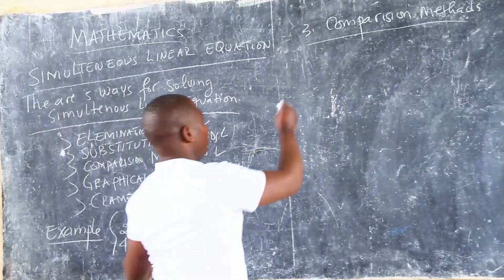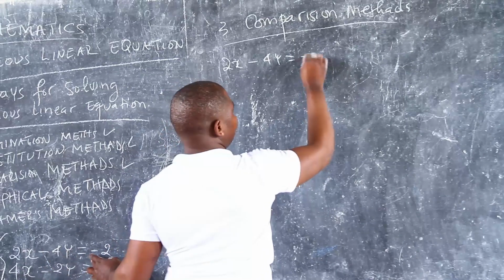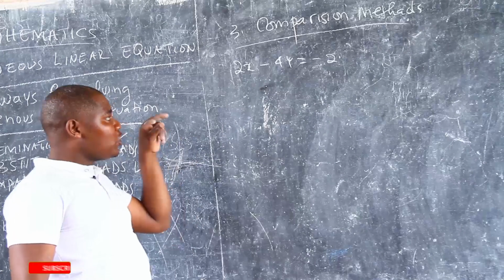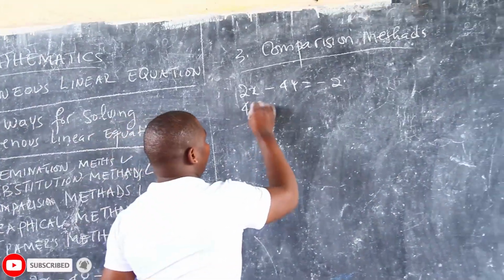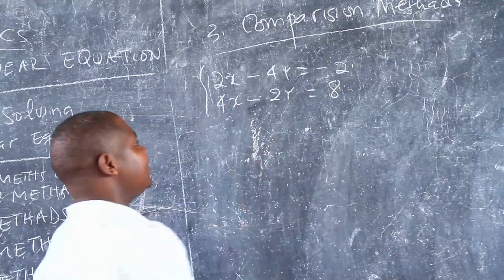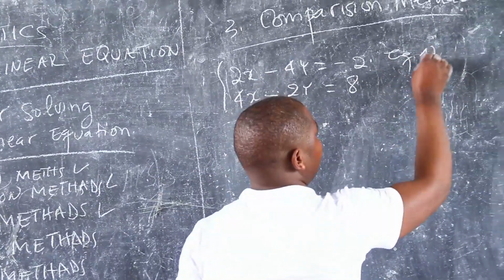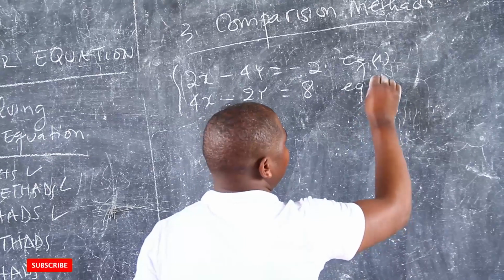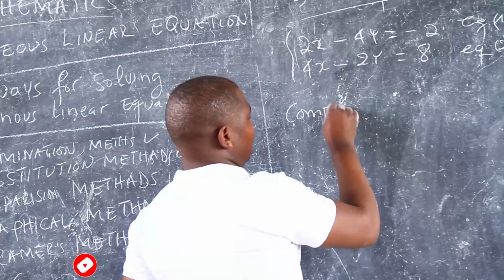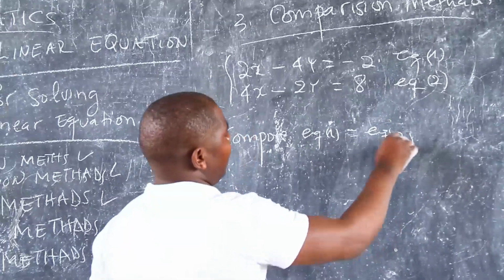I have 2x minus 4y equal to negative 2. This is equation number 1. Equation number 2, we have 4x minus 2y equal to 8. I'm going to compare equation number 1 with equation number 2. What can I find?